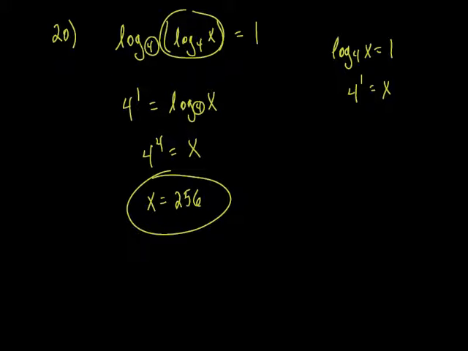17. All right, let's take a look at 17. 4 to the x plus 6 equals 9 to the 8x minus 0.71.